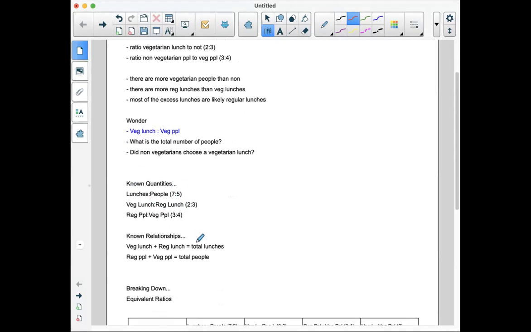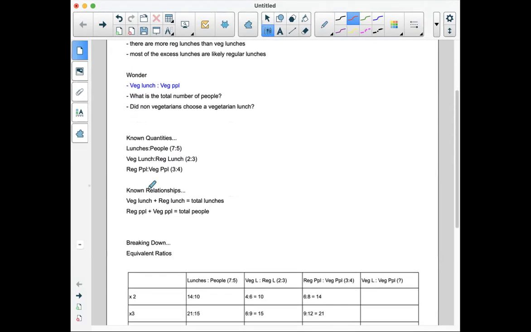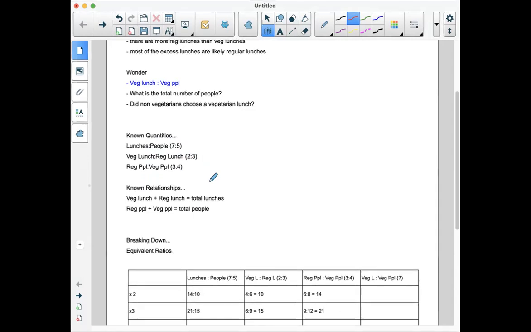Again, I have my known quantities, which are just my ratios, and then some of the relationships. This lunches to people ratio is created from these two, because for the vegetarian lunches to regular lunches, that total number is the number of lunches. Same thing with the regular people and vegetarian people. That would be our total people.